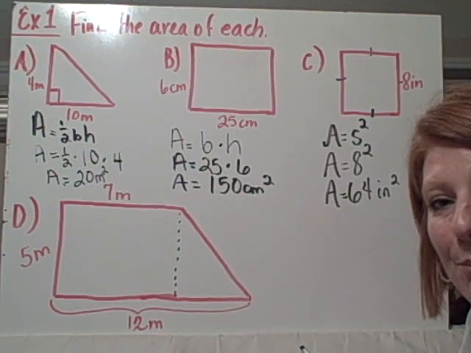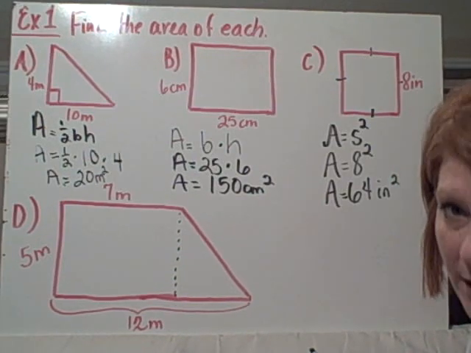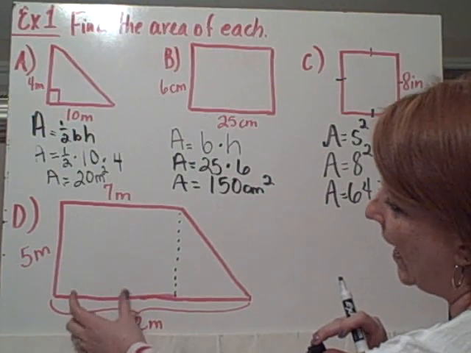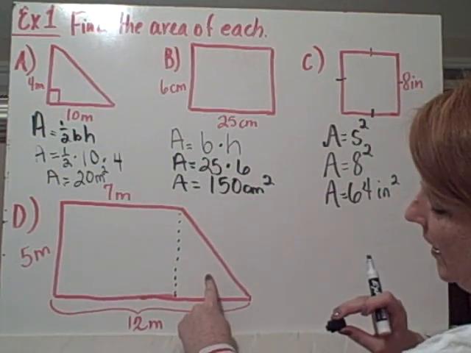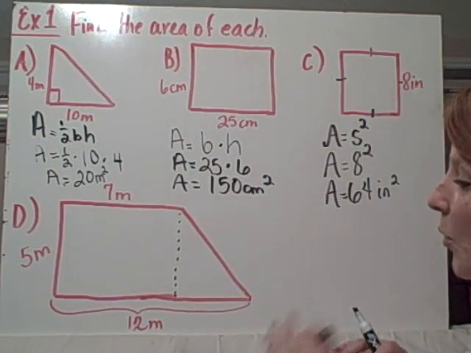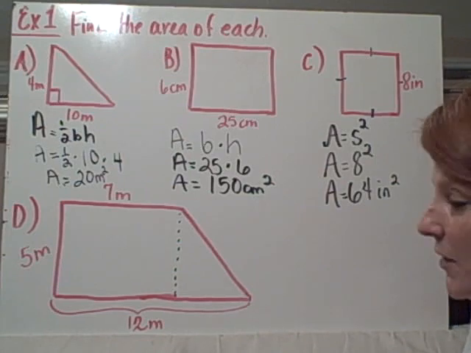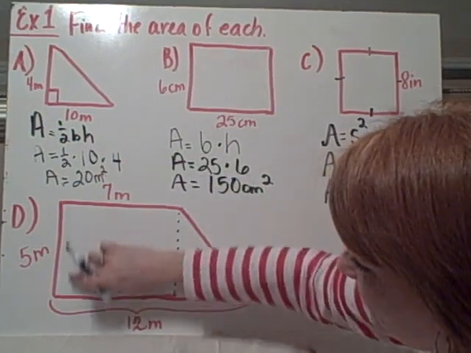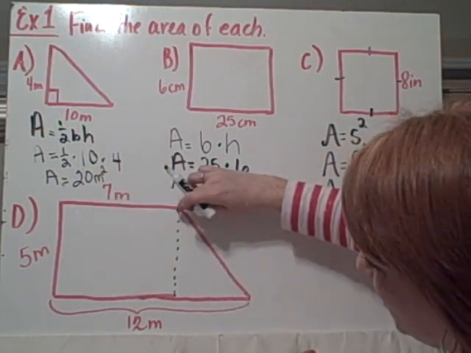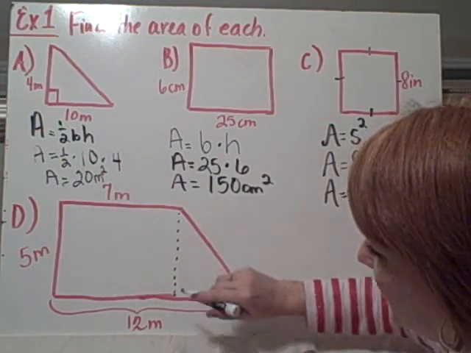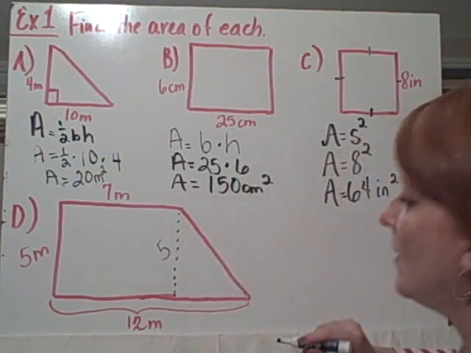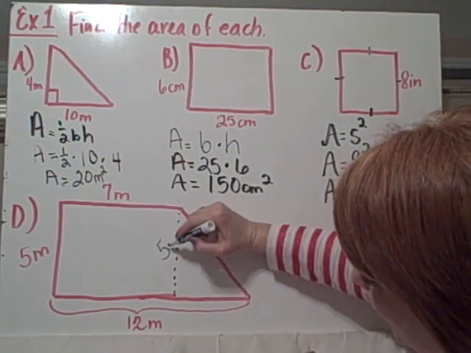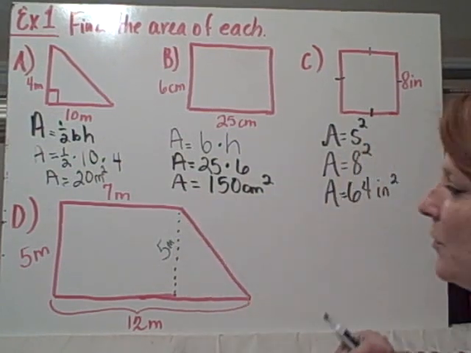Here's where we are decomposing a shape, a polygon, to find the area. We have a rectangle and a triangle. Now, what we need to do is fill in some information. This side of the triangle and this side of the rectangle are the same, and if you can see, they share a side. So this side would be 5. So the height of my triangle is 5 meters.